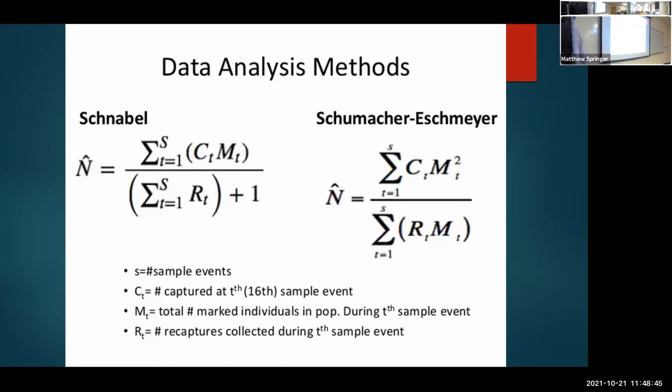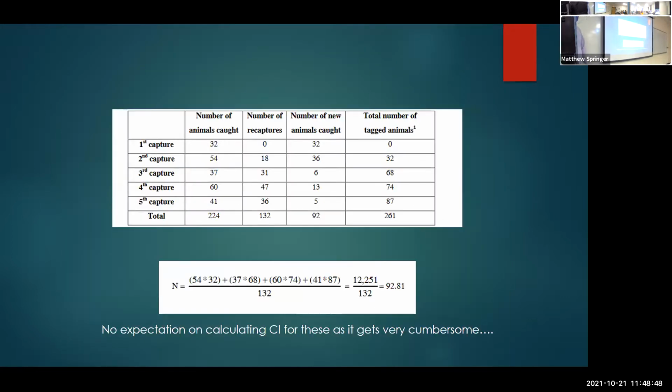Okay. How does that play out in real life? Well, here's an example of a species, and just insert any species you want. The way this is laid out, you have the number of animals caught in that time event, number of recaptures, number of new animals caught, and the total number of tags that exist in the landscape, with the assumption that there's no mortality, so this should keep going up. So these would sum together.